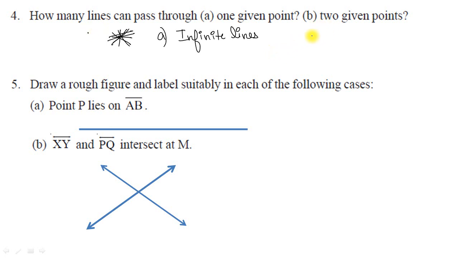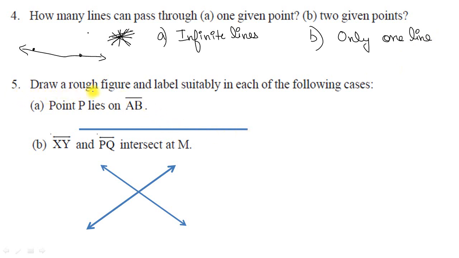Now for the B part, where you need to say how many lines can pass through two given points. If I give you 2 points, this is my first point, this is my second point. So how many lines can pass through it? Only one. So we will write down here only one. Only one line can pass through two given points.